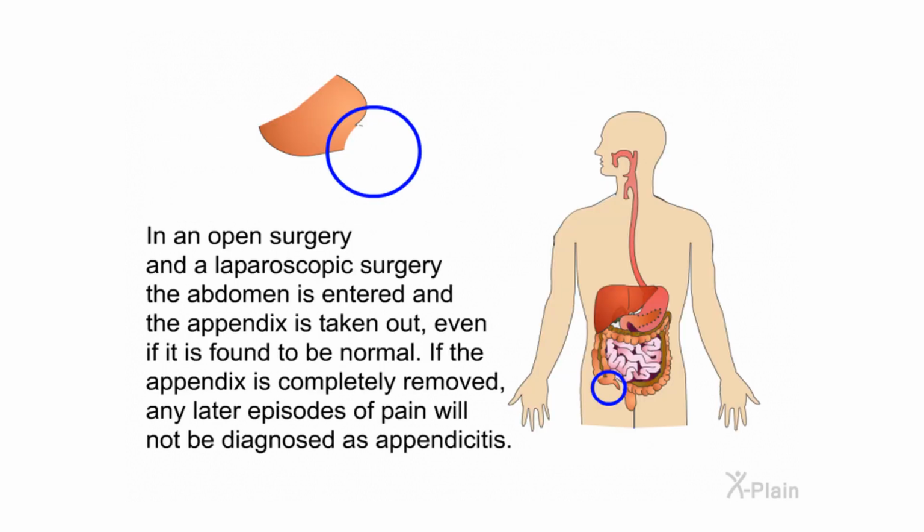In an open surgery and a laparoscopic surgery, the abdomen is entered and the appendix is taken out, even if it is found to be normal. If the appendix is completely removed, any later episodes of pain will not be diagnosed as appendicitis.